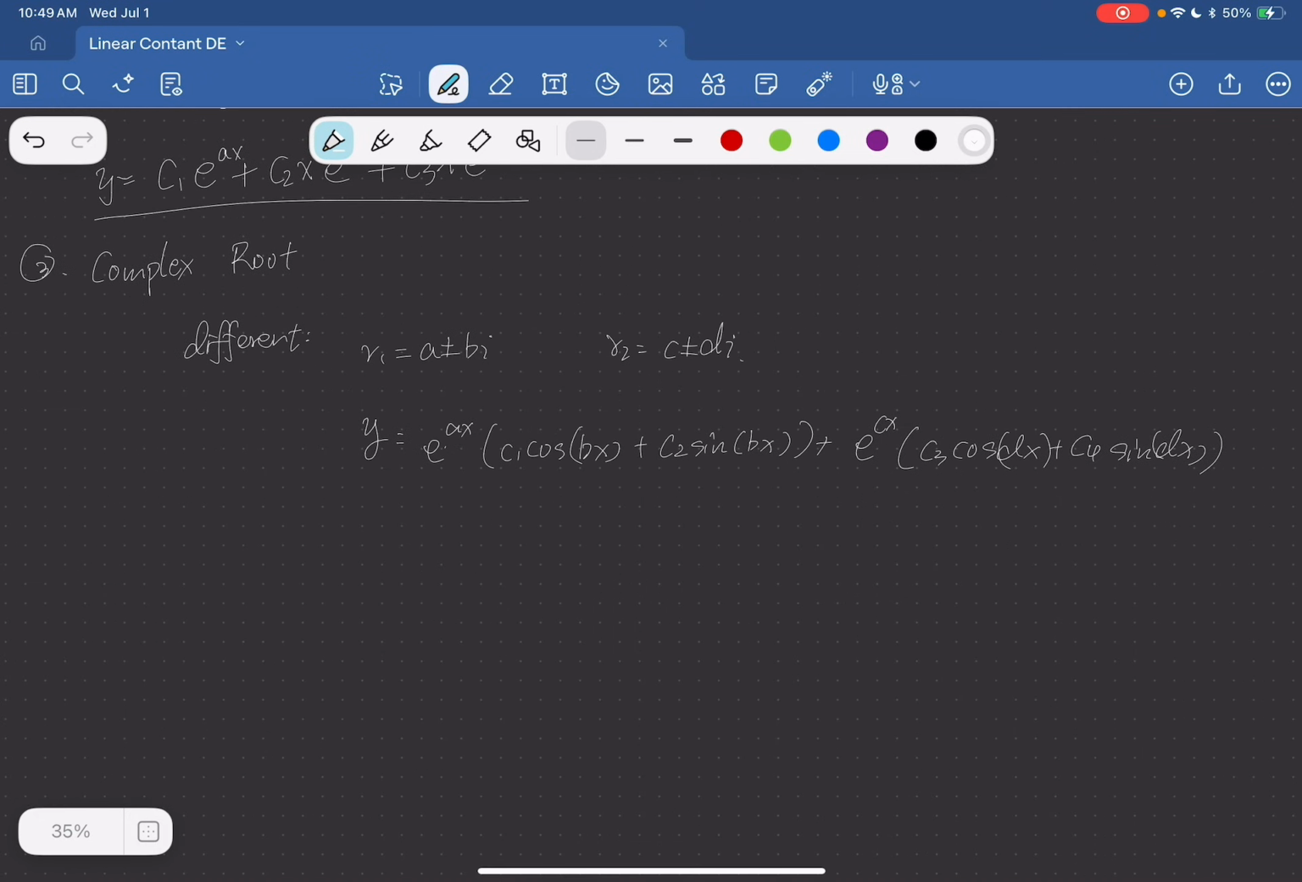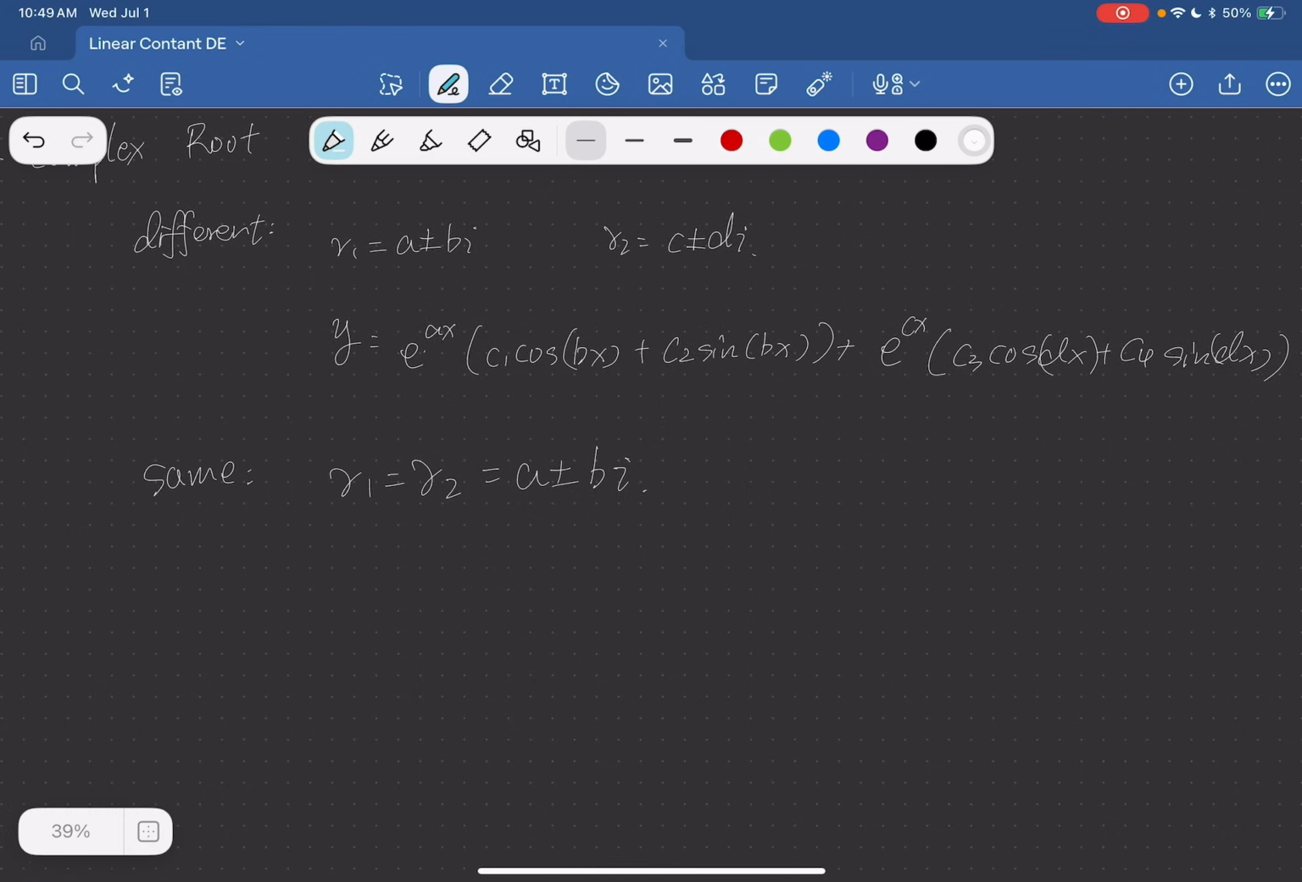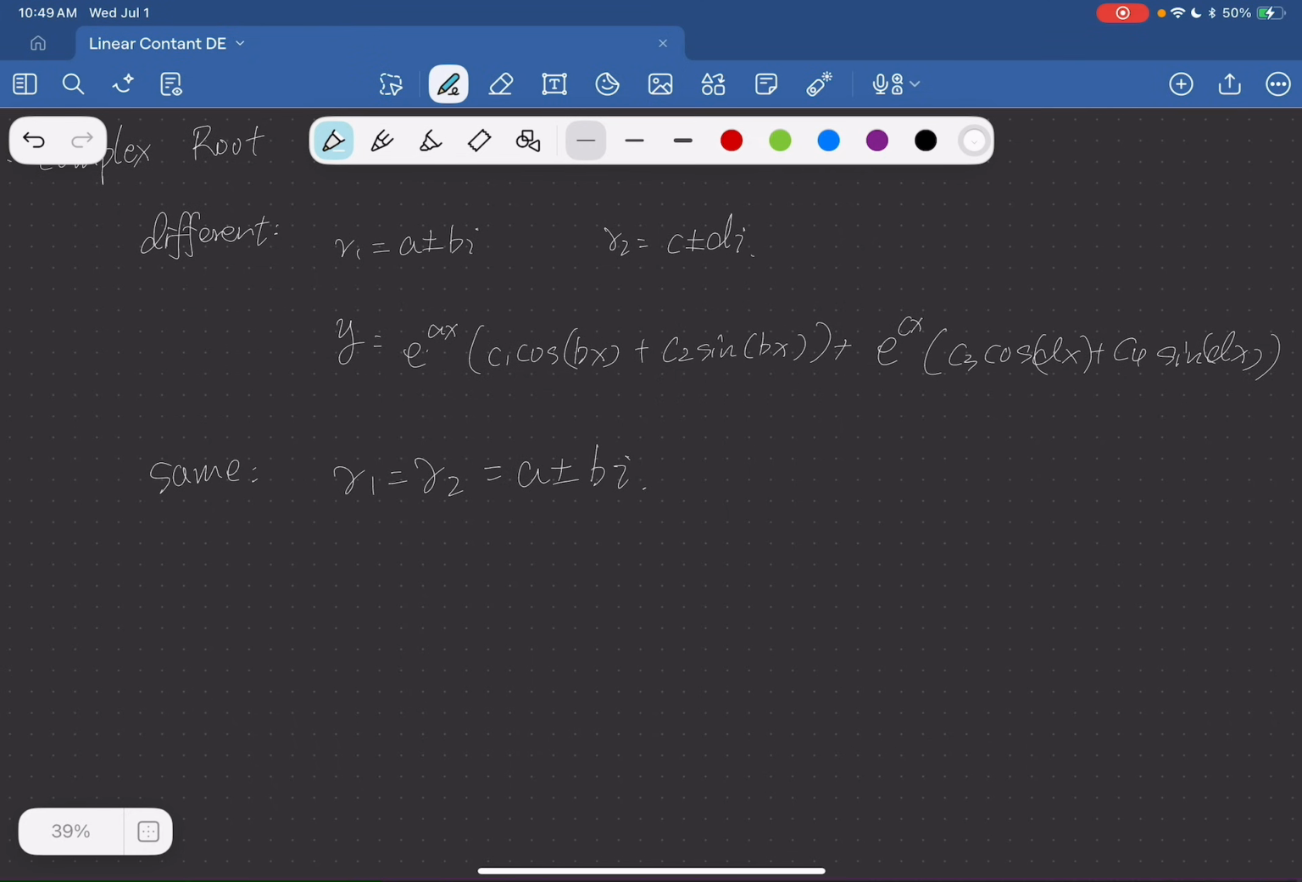And if they're the same, say R1 equals R2 equals A minus BI, you just need to multiply a variable to one of the roots to make it different from the other. So it will look like this.